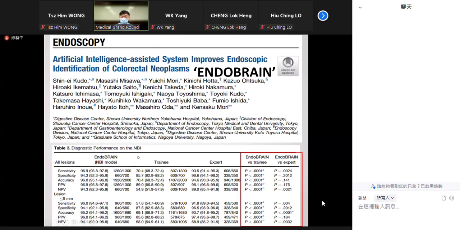The results show that even with the MBI assistance, the EndoBrain still outperforms the trainee endoscopists in all the areas, including the sensitivity, specificity, and accuracy of lesion detection. And when compared with expert endoscopists, the EndoBrain still outperforms the experts in terms of sensitivity. And this also holds true if the lesion is a minute lesion, defined as 5 millimeters or less.